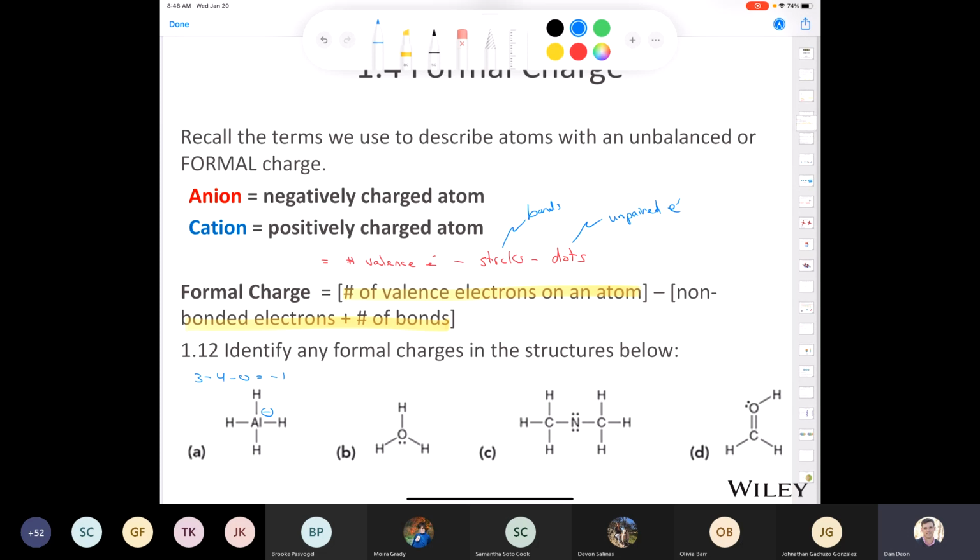Now the hydrogen, we don't even have to do that one. Well, we could, I guess. Hydrogen has 1 valence electron, subtract 1 stick, and 0 dots. So that gives you 0, right? Hydrogen can only form 1 bond, so none of the hydrogens have any charge.